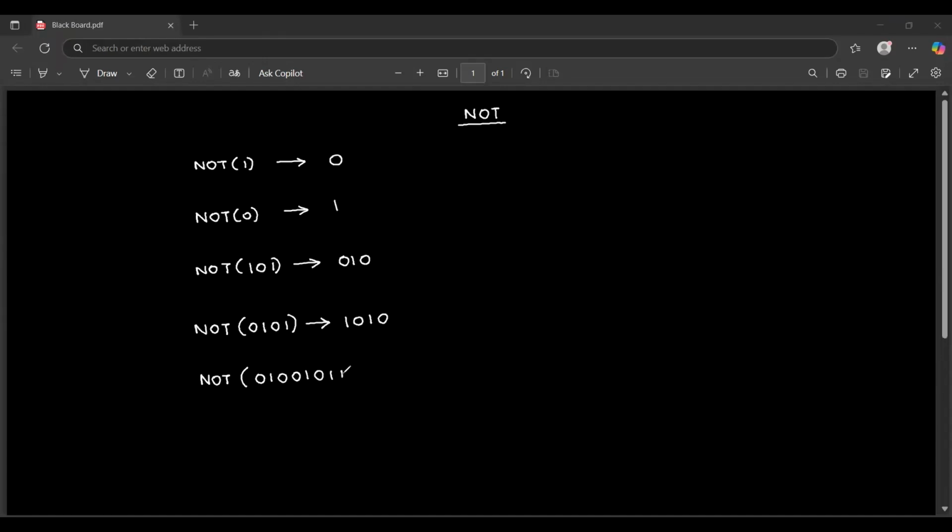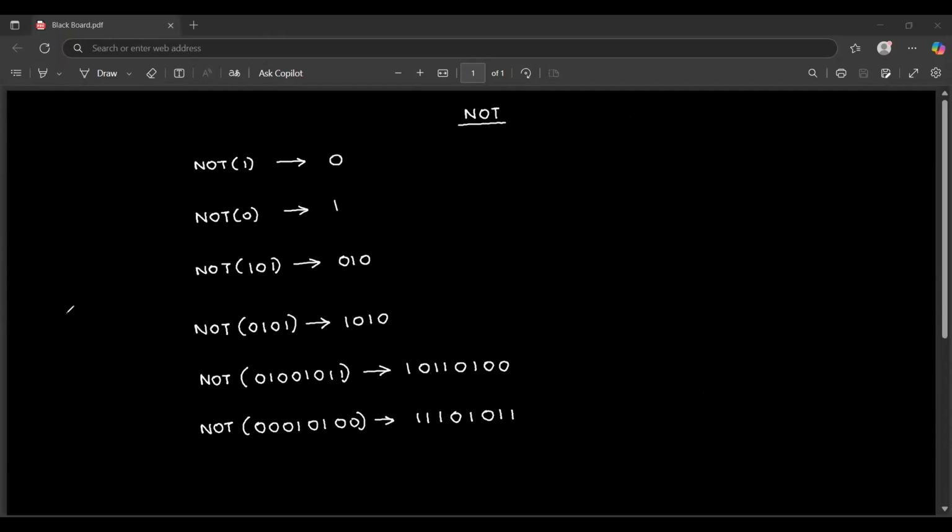Let's say we have NOT 01001011. Well, this is an 8-bit system. So what will be the output? 10110100. And similarly, let's say we have NOT 00010100. Well, what will be the output? The output will be 11101011. So these are some examples that you can do.